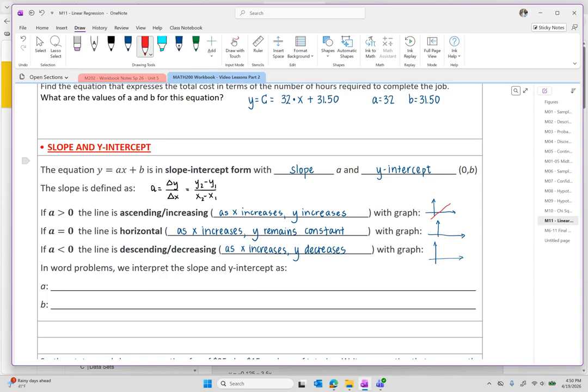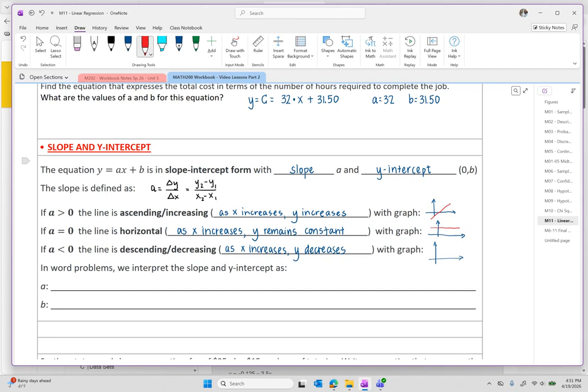If a is equal to 0, your slope is 0, the line is horizontal, and as x increases, the y remains constant. There is 0 difference in the y's. And that is a horizontal line when you graph it. From left to right, the y will not increase or decrease.